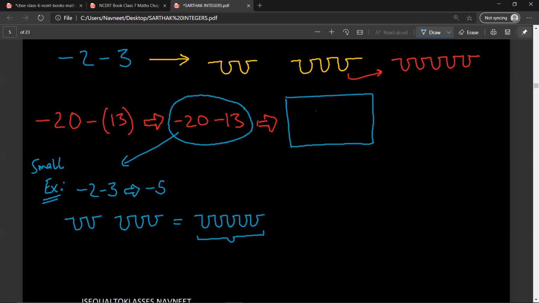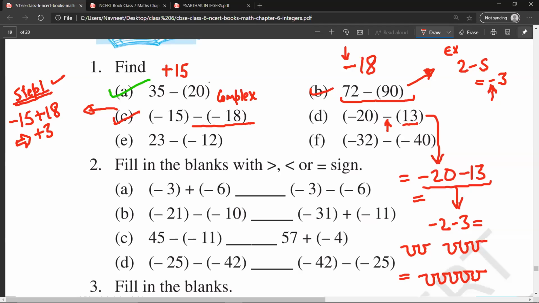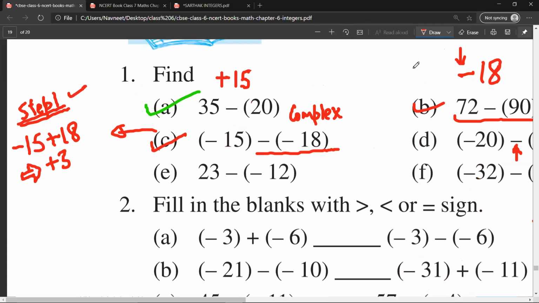Mr. Sarthak, -33. Have you understood? Yes, sir. Whenever you start thinking in terms of minus plus, it becomes a bit confusing. And whenever you face any confusion, just go back to mountains and valleys.